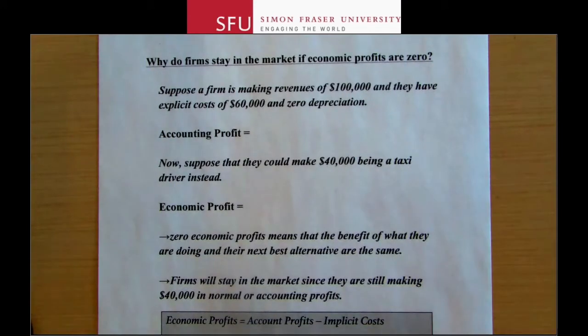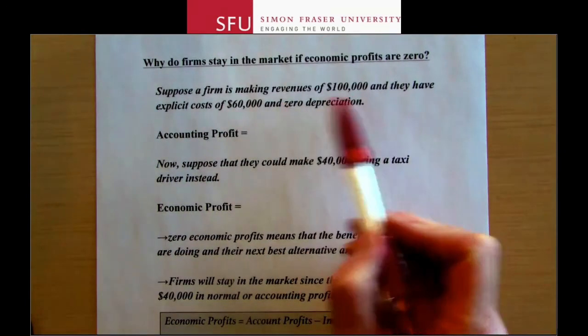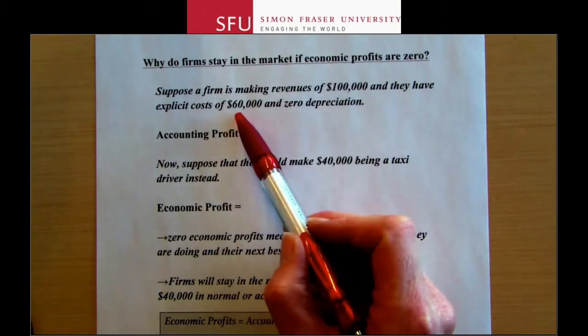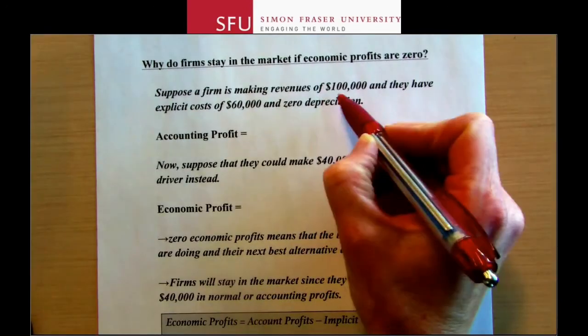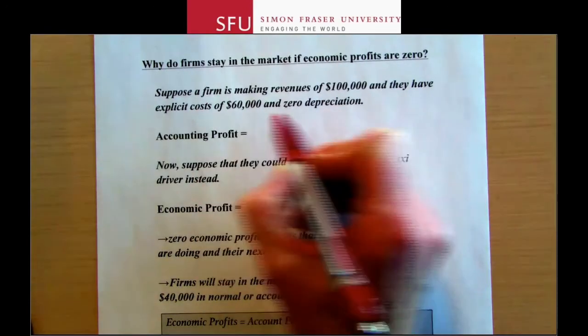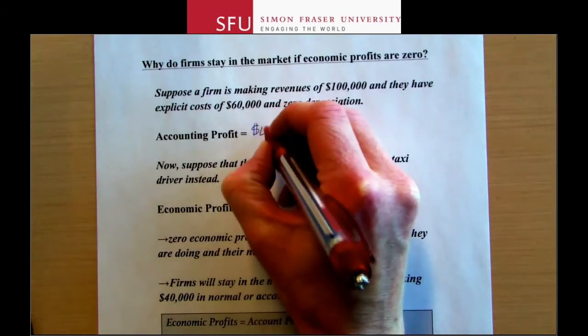The next page here is about what I was just talking about before the break, and that is that firms in a market, when the market price is at the break-even price, will have an accounting profit. They just will not have an economic profit. So suppose the firm is making revenue of $100,000 and they have explicit costs of $60,000, zero depreciation. So the accounting profit, remember, is just the revenue minus the explicit costs and depreciation, but there isn't any. So the accounting profit would be $40,000.